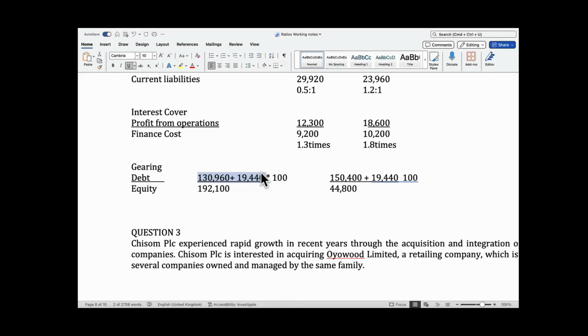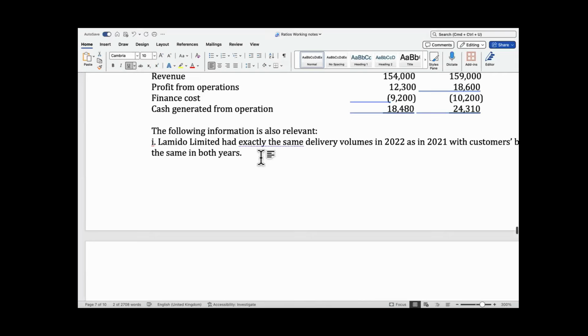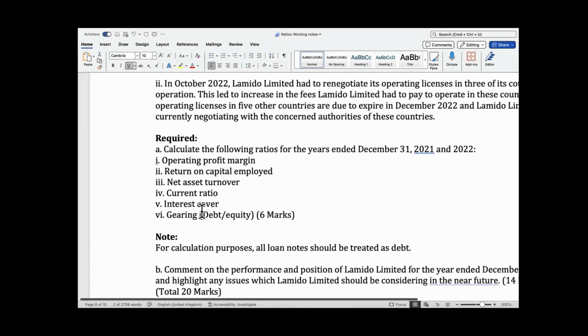Hello, sir. Yes. Please, I need a clarification. There's a debt ratio, there's gearing ratio. Is gearing not supposed to be debt over equity plus debt, but you are using only equity, sir? Yes, you can do that too. Especially when the question actually tells you that's what you should do. The question told us that we should do debt over equity.